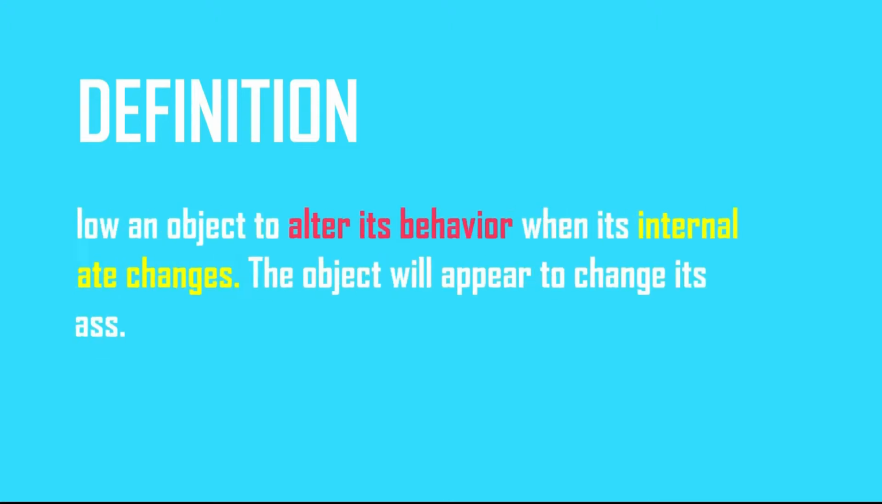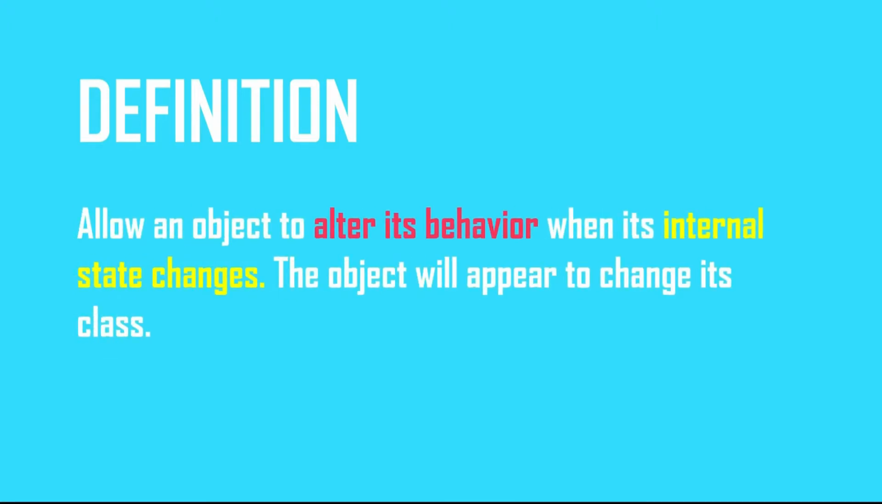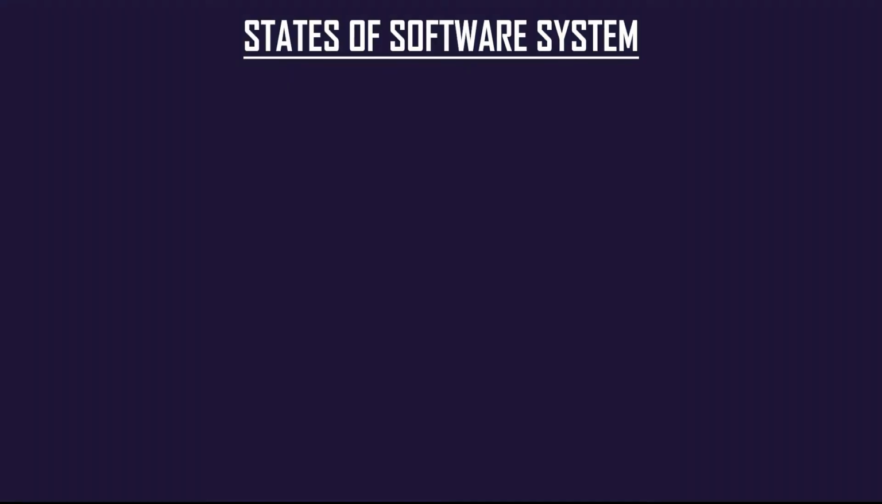Let's quickly see the definition as per the Gang of Four book. The definition says, allow an object to alter its behavior when its internal state changes. The object will appear to change its class. Let's discuss this in a little detail.